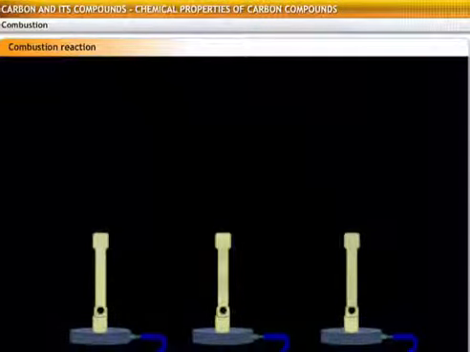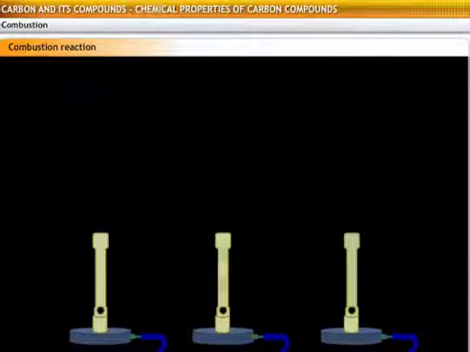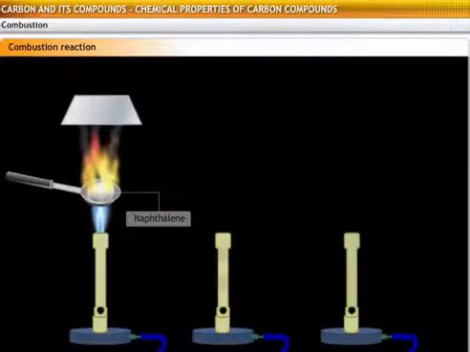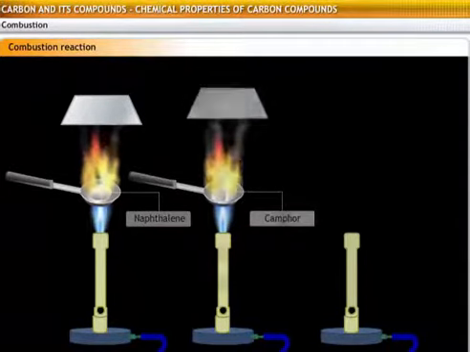Aliphatic compounds on combustion produce a non-sooty flame, and aromatic compounds on combustion produce a sooty flame. Let's try to prove this through an experiment. Take a small amount of naphthalene on a spatula and burn it. While burning, place a metal plate above the flame. Repeat this process using small quantities of camphor and alcohol.